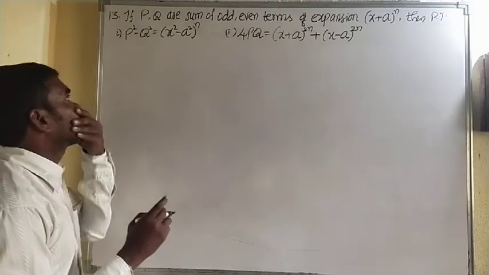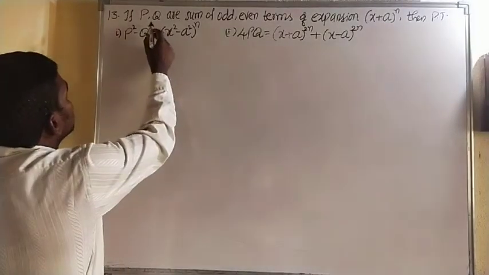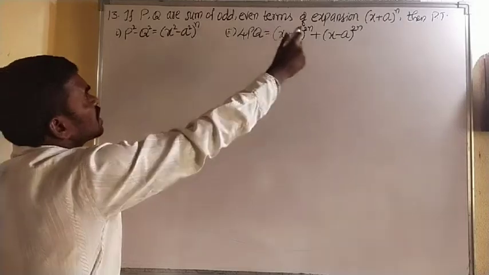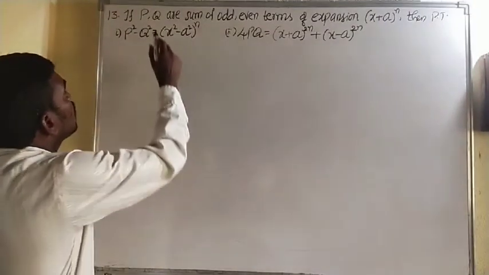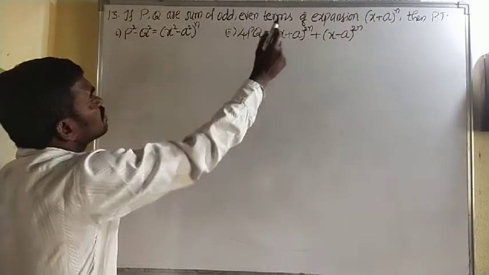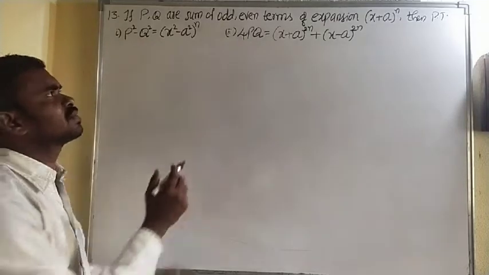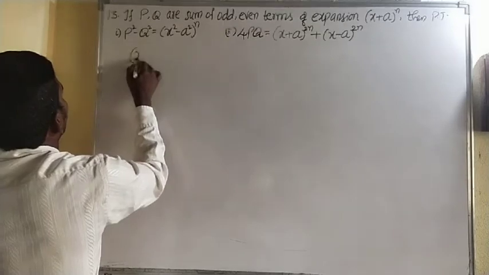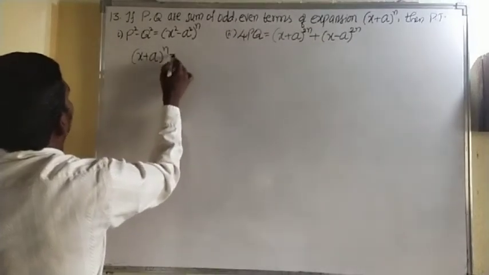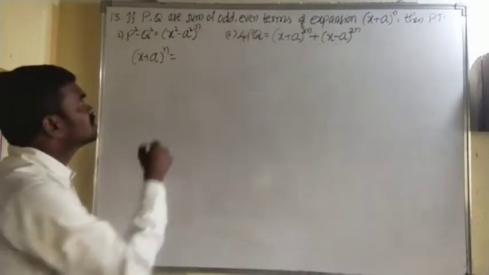So how to solve this problem? First, given that P is the sum of odd terms of the expansion of (x plus a) whole power n, and Q is the sum of even terms of the expansion of (x plus a) whole power n. First of all, what is the expansion of (x plus a) whole power n? So, I am going to write what is (x plus a) whole power n expansion.